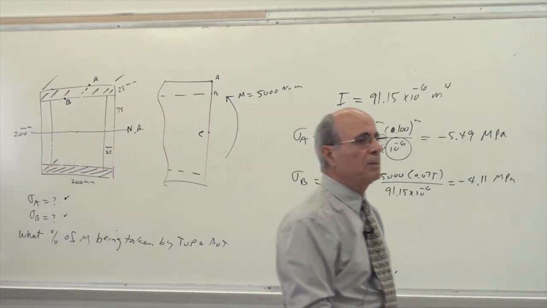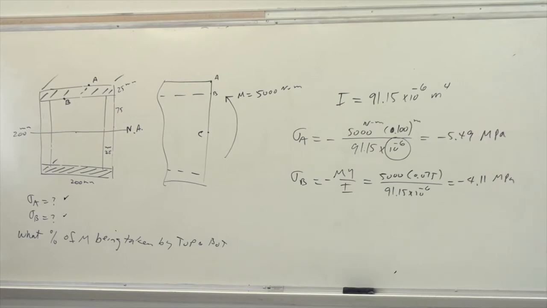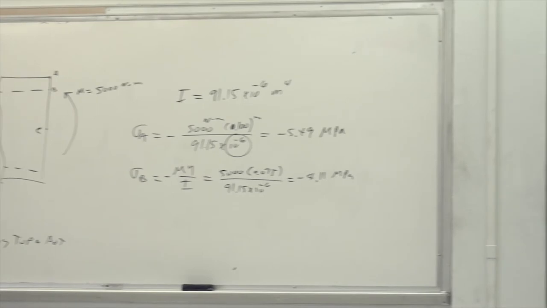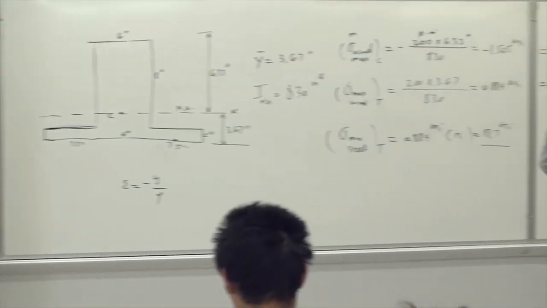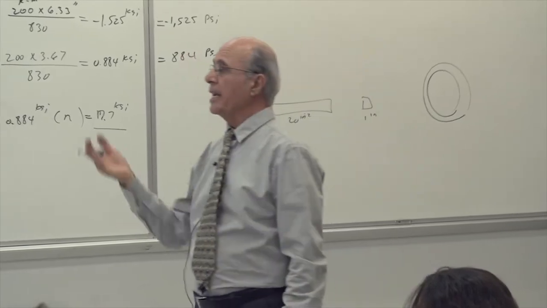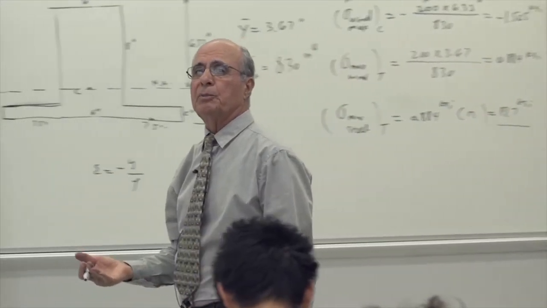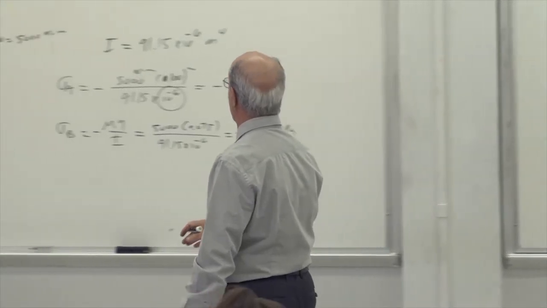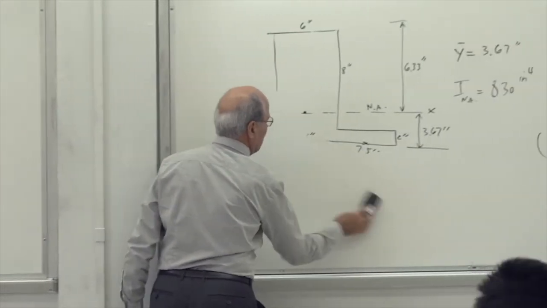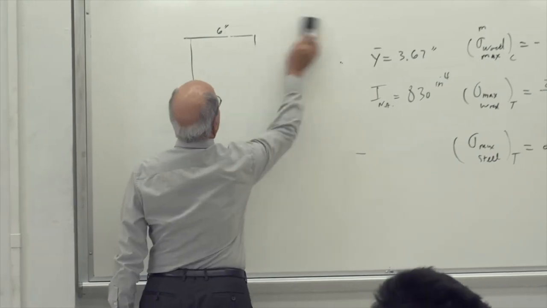How do I calculate part C? What percentage of this moment is being taken by the top and bottom? Obviously, I have to calculate forces going in and forces coming out, so I need, again, the stress distribution. Everybody see what I'm talking about? So I'm going to do it here. So this is what we are talking about.